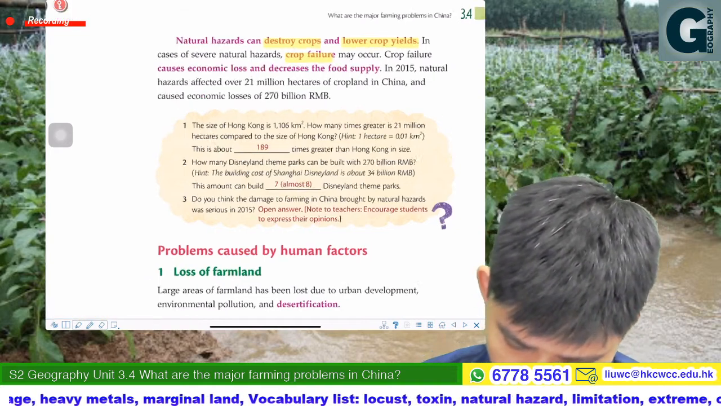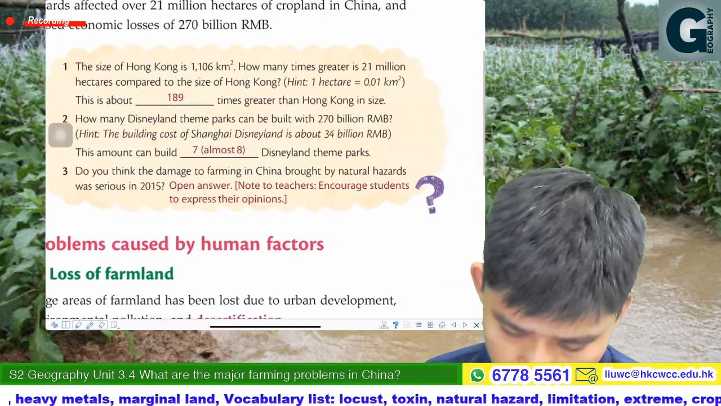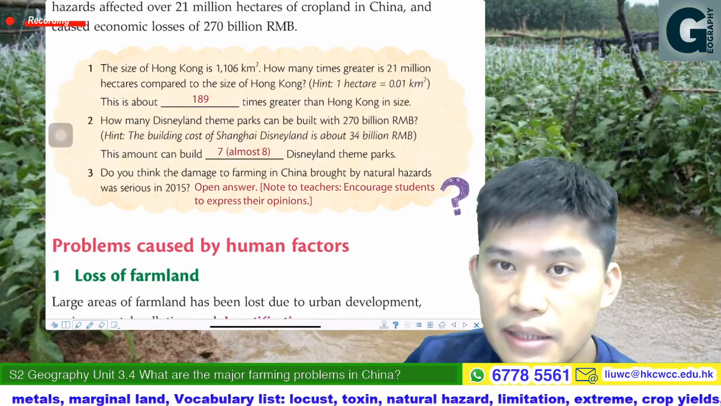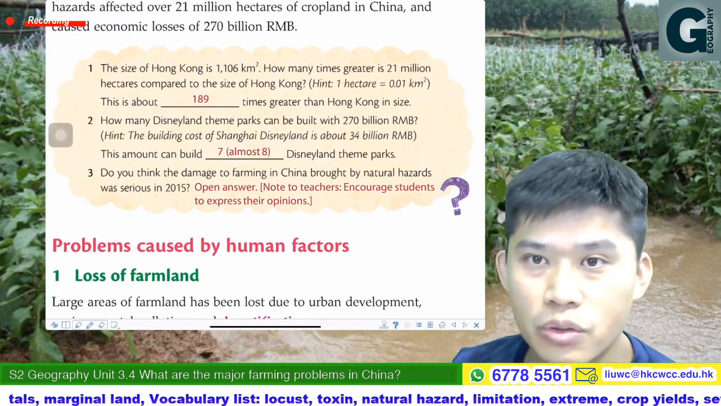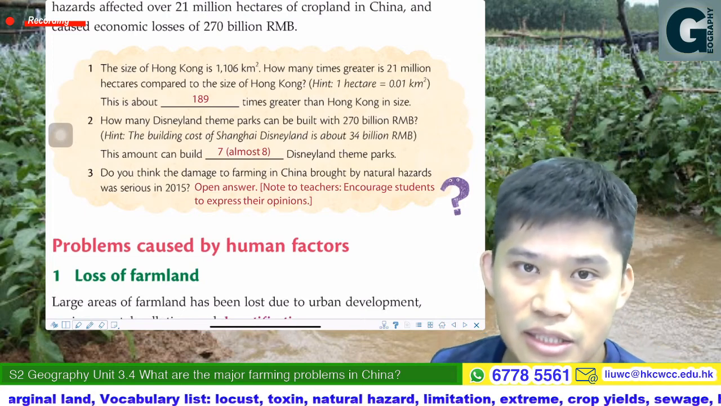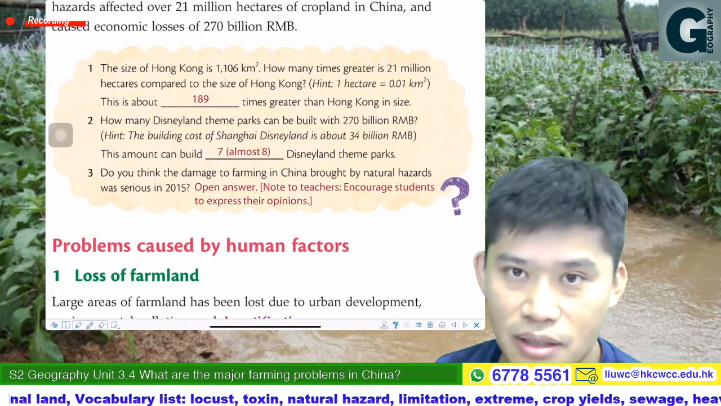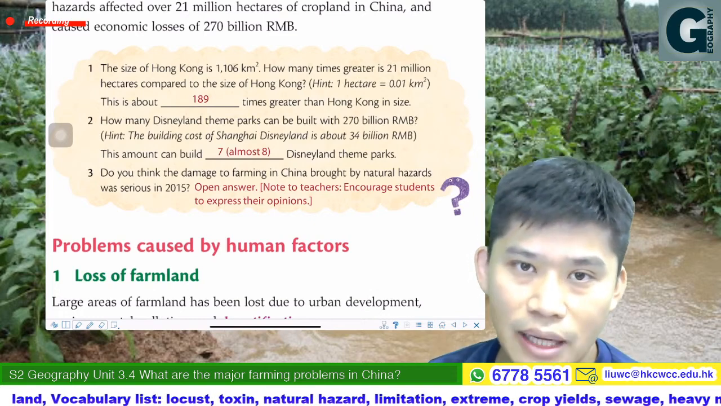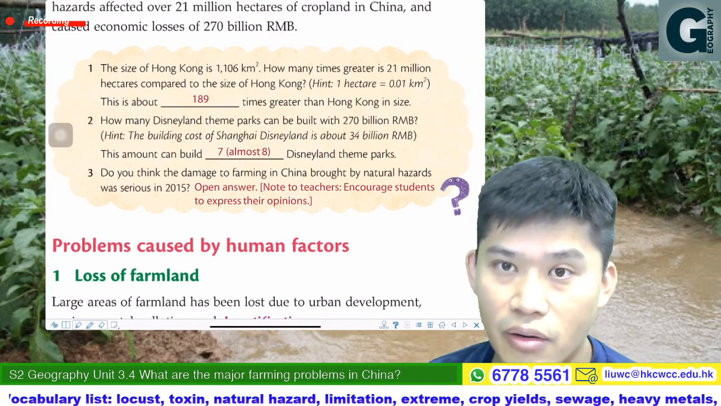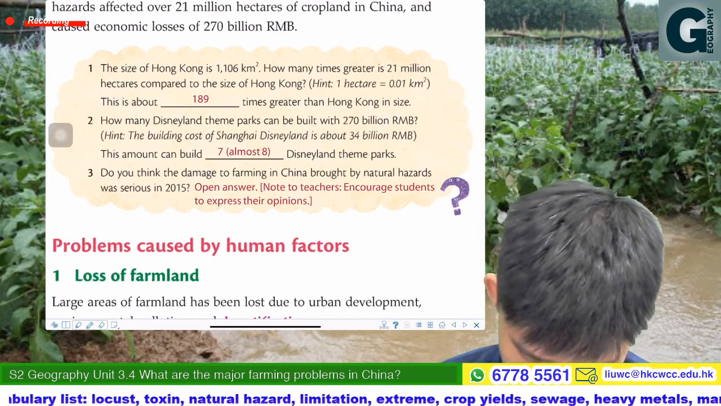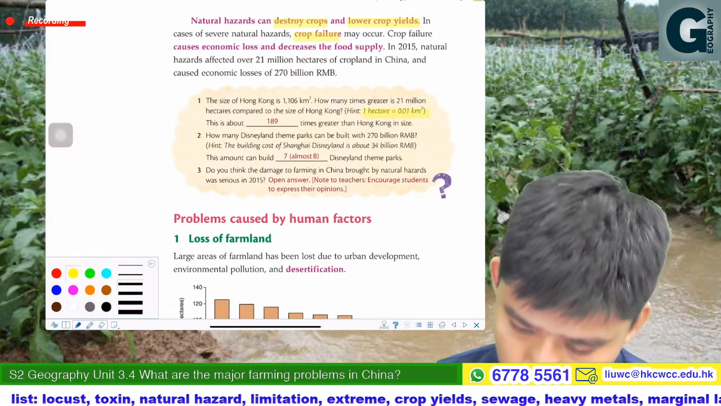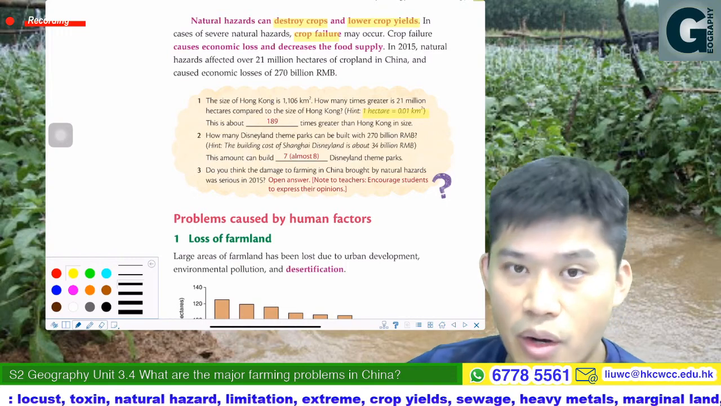Okay, so the size of Hong Kong is about 1,106 square kilometers. How many times greater is 21 million hectares? So if we count, that is about 189 times. Okay, it's greater than Hong Kong in size. It is because when we talk about the size, remember 1 hectare is equal to 0.01 square kilometers.